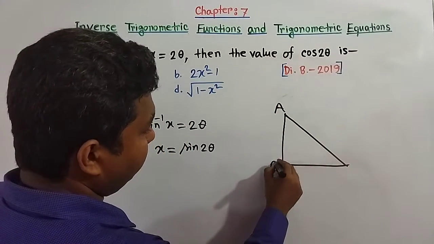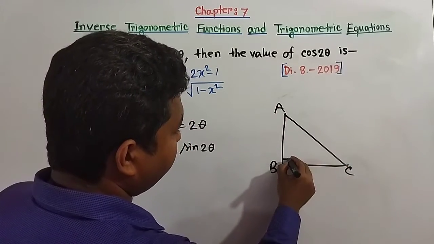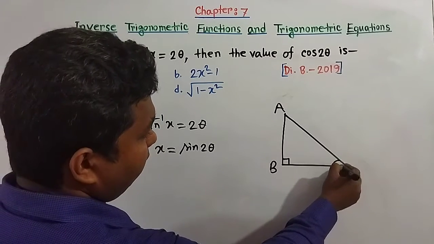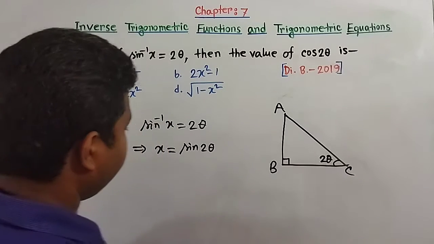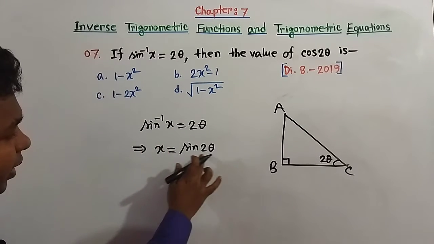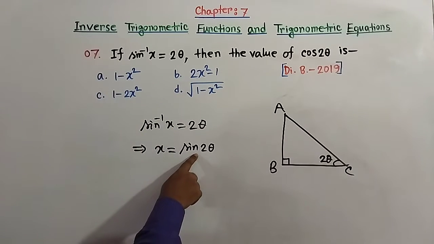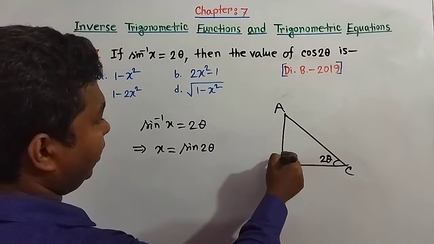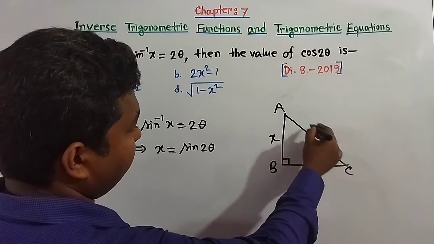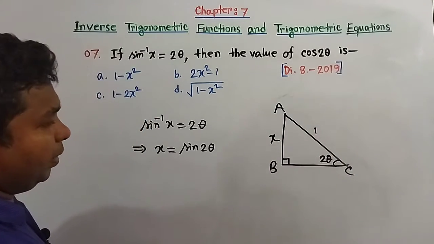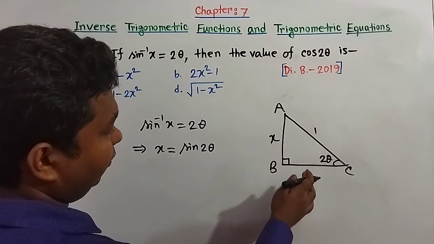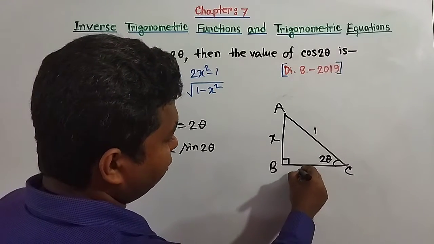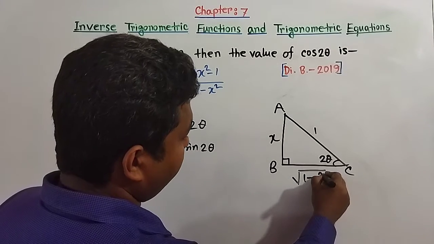The triangle ABC is a right angle triangle where angle C is an acute angle, that is 2 theta. Then here sine 2 theta equal to x, we know sine theta equal to perpendicular by hypotenuse, so we can compare AB as x and AC as 1. Then by Pythagoras theorem we can find the value of BC. Here the value of BC will be square root of 1 minus x square.